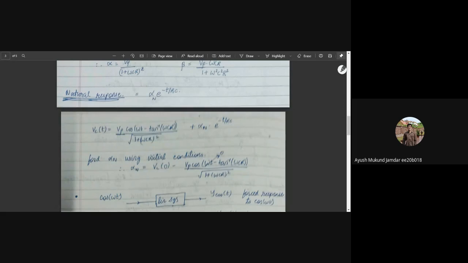And how to find alpha n? Well, alpha n can be found using the initial condition. Put t equals 0, and from that we'll get the alpha n value using the initial condition.